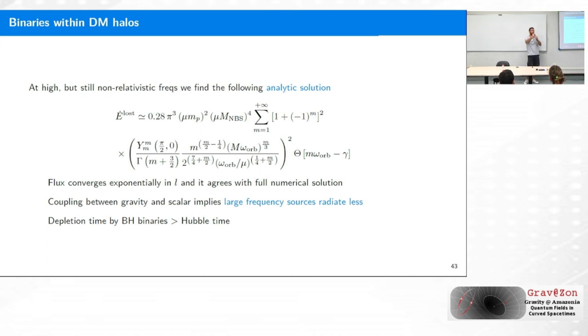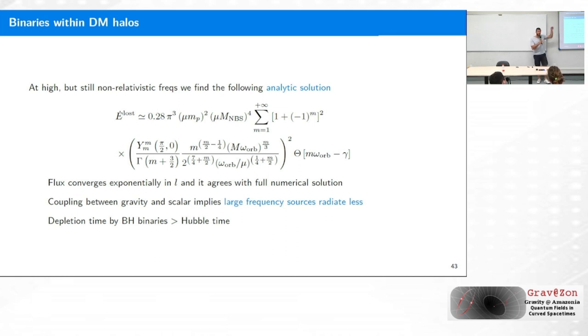But if you look at high frequency, but still assume that you're non-relativistic, you can find this analytic solution for the Schrödinger-Poisson system. So this is a binary. I don't remember if it's equal mass, but it should be. No, I think it's an EMRI, because there is the term there. This is a binary inside a dark matter halo, and you can actually solve the problem analytically. And we checked this result against the numerical result that we had, and they actually agree. To some extent, of course, when I'm saying high but still non-relativistic, I'm canceling some terms in the Schrödinger-Poisson system. So then I have to check, keeping those terms, if things are working, and they actually are.